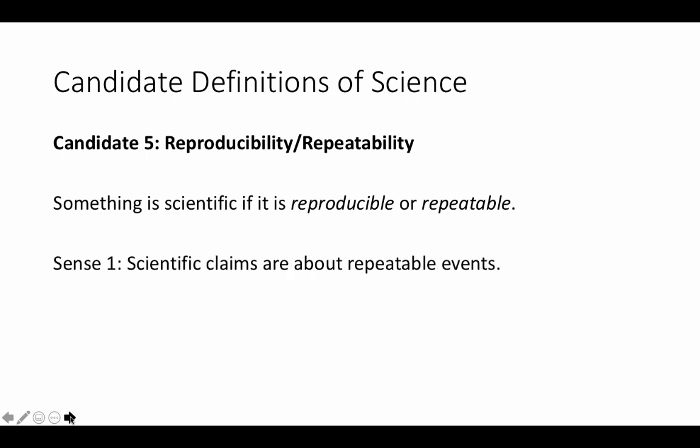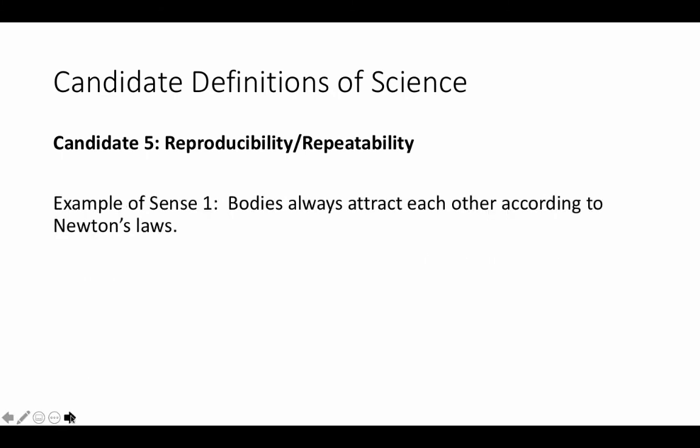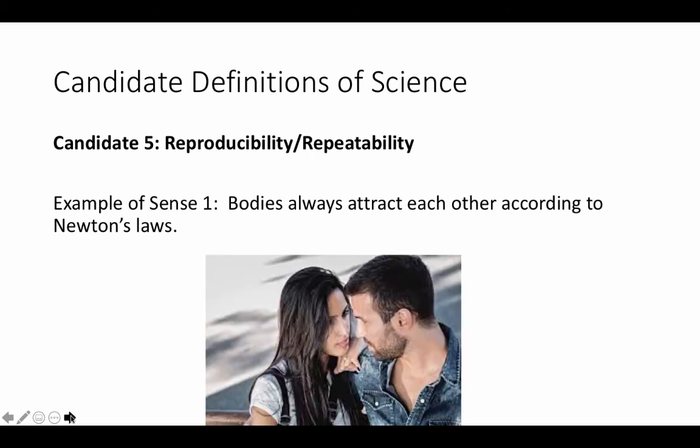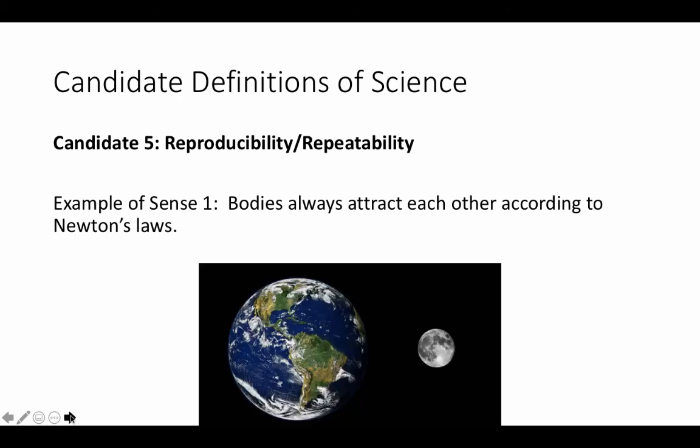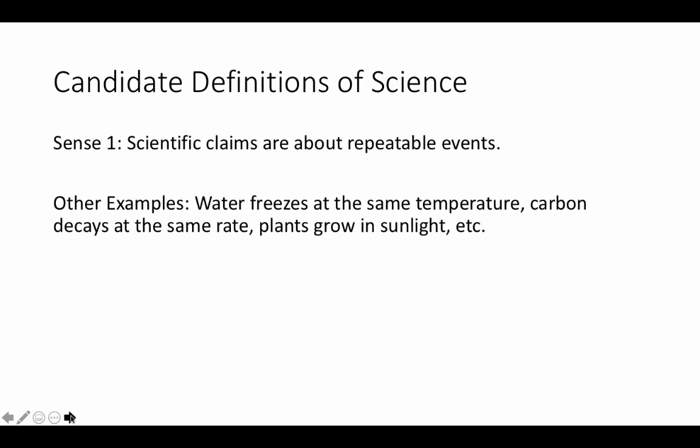Here's the first sense. Sense 1: scientific claims are about repeatable events. Here's an example. Bodies always attract each other according to Newton's laws. No, I'm not talking about romantic attraction. There, physical attraction, like Earth and the moon are attracted to each other. Newton's laws explain that. Other examples: water freezes at the same temperature, carbon decays at the same rate, plants grow in sunlight, etc. So this is one in which scientific claims are about repeatable events.